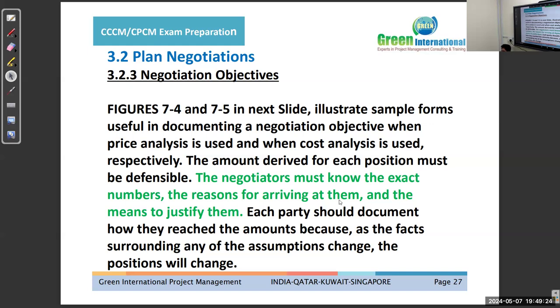Okay, 7.4, 7.5 in the next slide are trade samples forms, useful in documenting the negotiation objective when price analysis is used and when cost analysis is used respectively. The amount derived from each position must be defensible. The negotiator must know the exact numbers, the reason for arriving at them, and the means to justify them. Each party should document how they reached the amounts, because as the facts surrounding any assumption change, the position will change also.